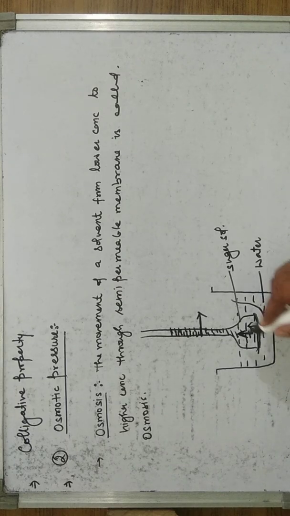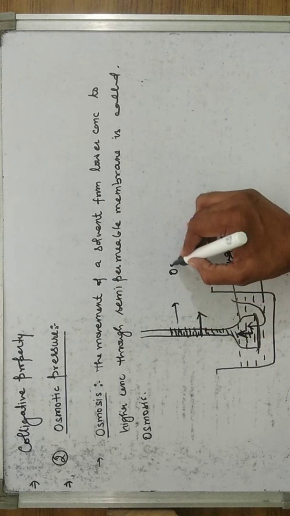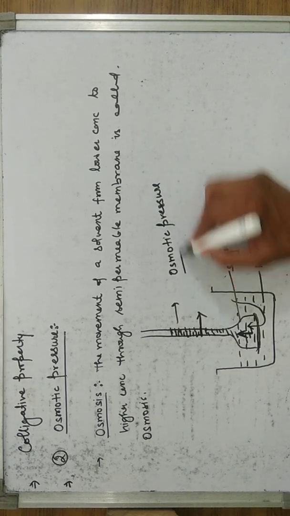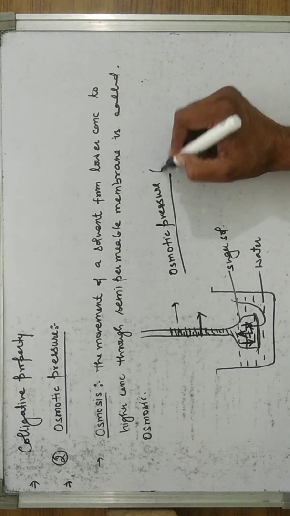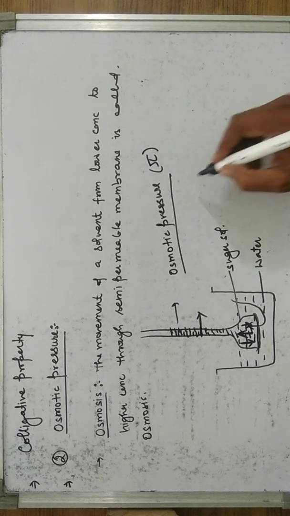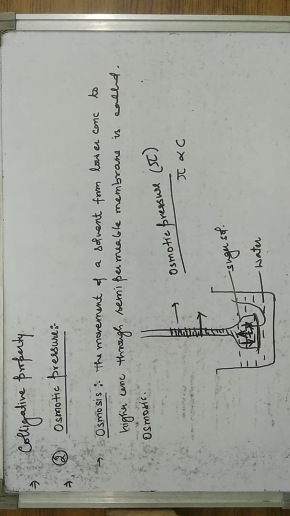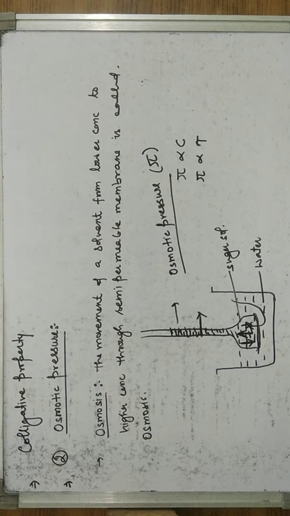Why does this movement of water stop inside the semi-permeable membrane? Due to the osmotic pressure. What is osmotic pressure? The hydrostatic pressure exerted by the solution over the surface of a semi-permeable membrane, which avoids the entry of solvent particles inside it. This is known as the osmotic pressure. Osmotic pressure is represented by pi, and osmotic pressure is directly proportional to the concentration of the sugar solution or any solution, and it is directly proportional to the temperature at which this process is carried out.